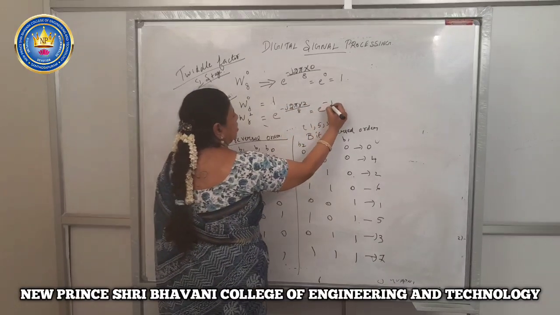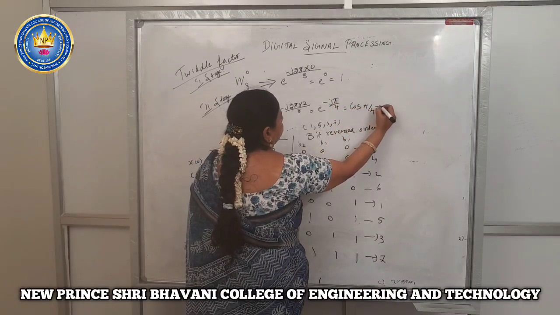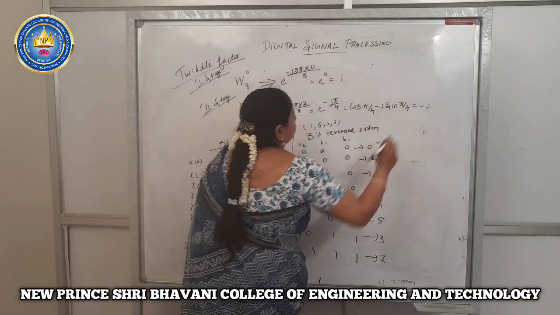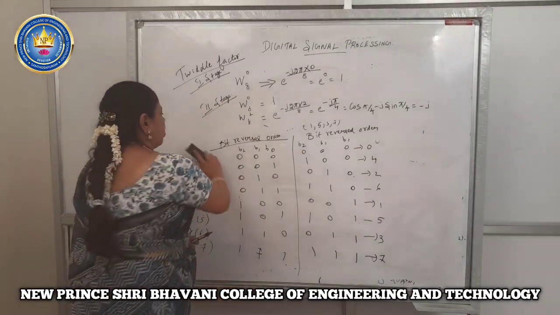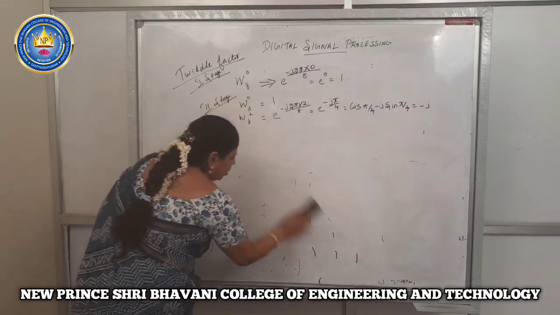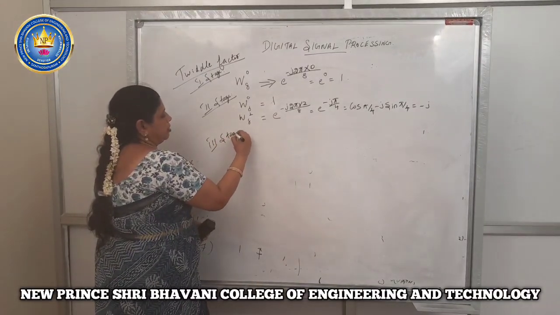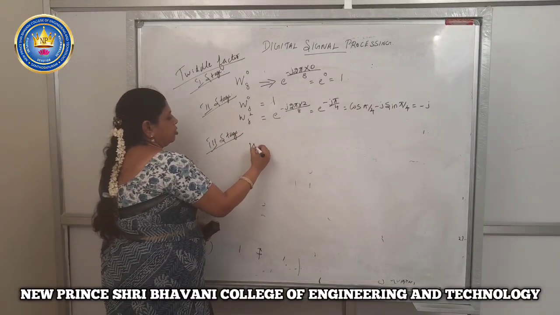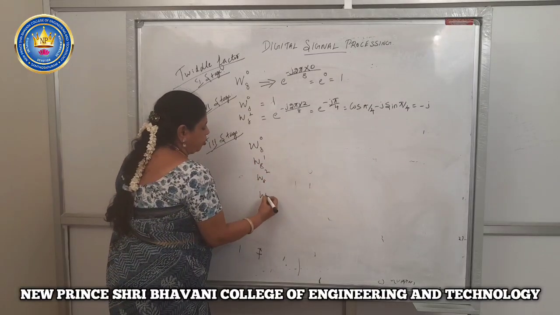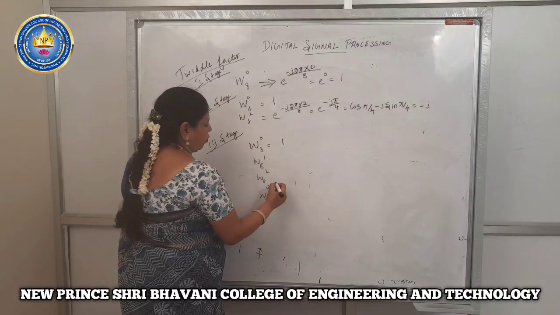W82 is e power minus j2 pi into 2 by 8. So e power minus j pi by 4, that is cos pi by 4 minus j sin pi by 4. The value is going to be minus j. And next is the third stage. In the third stage, I require my 4 twiddle factors W80, W81, W82 and W83. Now W80, the value is going to be 1, already we have found it.